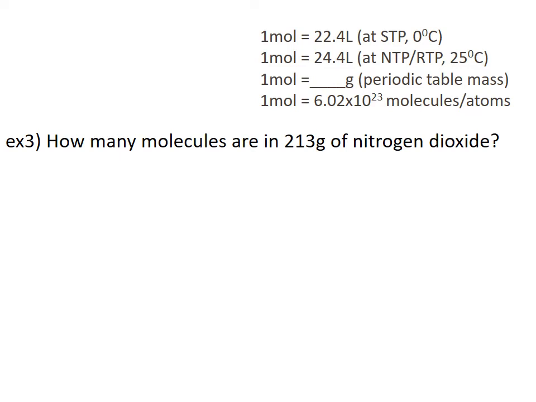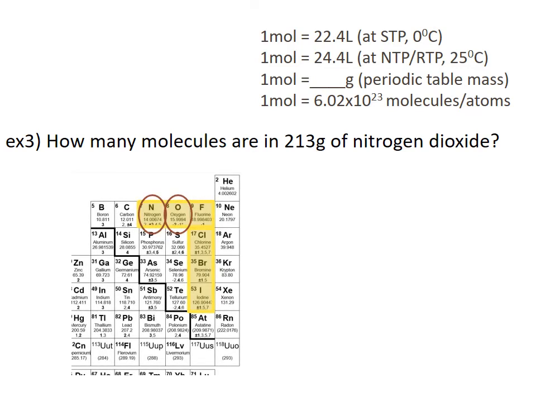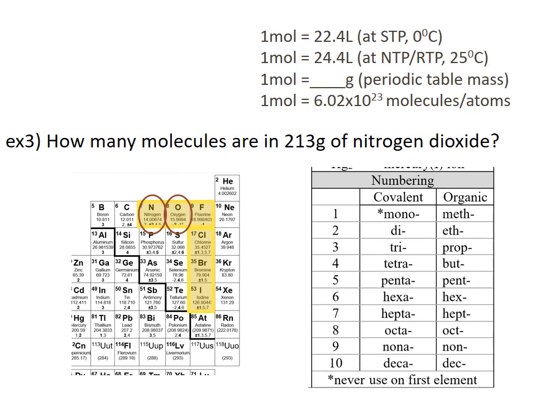Example 3. How many molecules are in 213 grams of nitrogen dioxide? First, I have to find the formula for nitrogen dioxide. Looking at the periodic table, I see they are both nonmetals. So that means it is a covalent molecule, and in the naming, they're using covalent prefixes. It just says nitrogen, no covalent prefix, and that's because mono is never used on the first. So I have 1 nitrogen, and then I see dioxide. Di means 2, so 2 oxygen. So my formula is NO2.